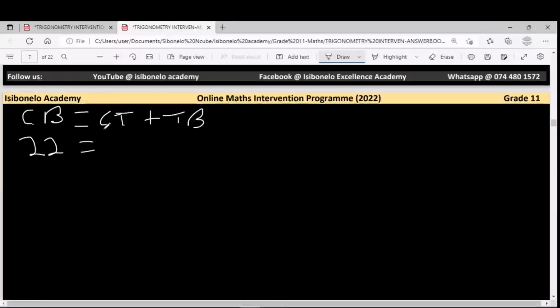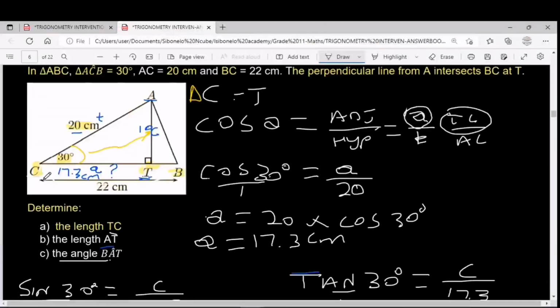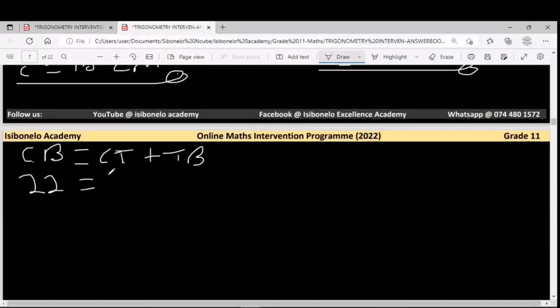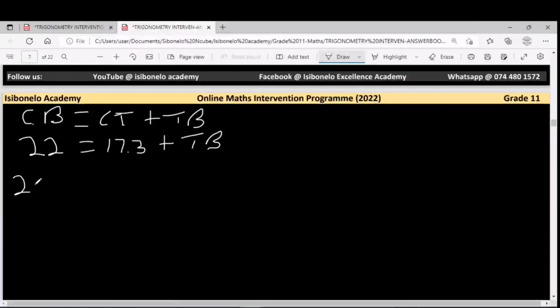And then from C to T it's how many centimeters? From C to T it's 17.3 centimeters. So this one is 17.3 centimeters. Then the distance from T to B we are not given, it is what we want to find. So it means we take this and transpose it, and it becomes negative. So 22 minus 17.3 equals TB. So therefore TB, its distance, is 22 minus 17.3, or 4.7.